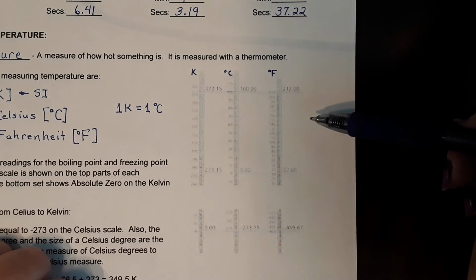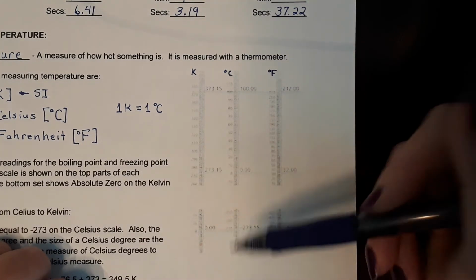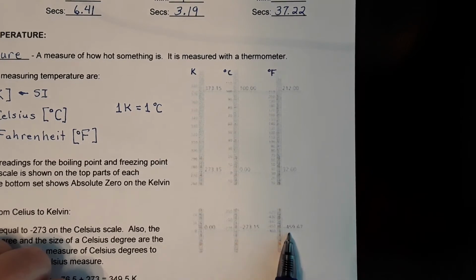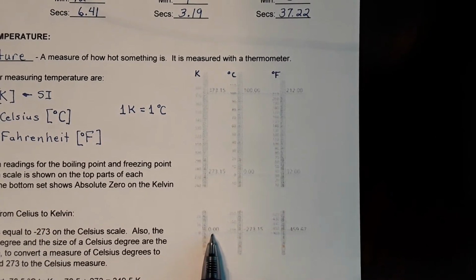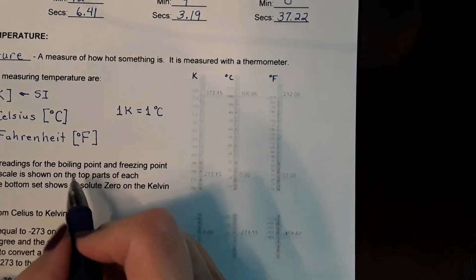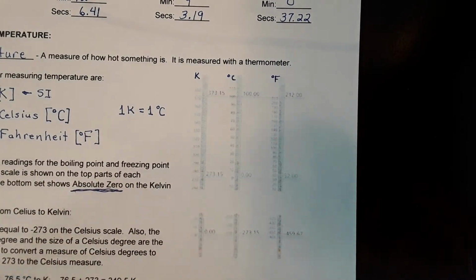The Kelvin scale 0 is actually way down here. In fact, the Kelvin 0 is negative 273 Celsius and negative 460 Fahrenheit. Now, why there? Why did they put the 0 there? On the Kelvin scale, the 0 point is actually called absolute 0. Now, what in the world does that mean, absolute 0?